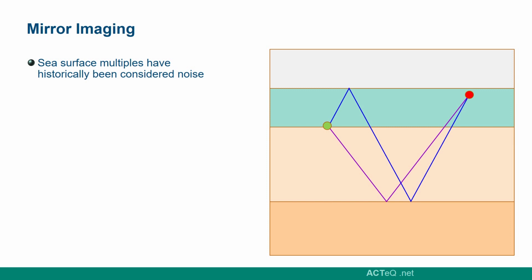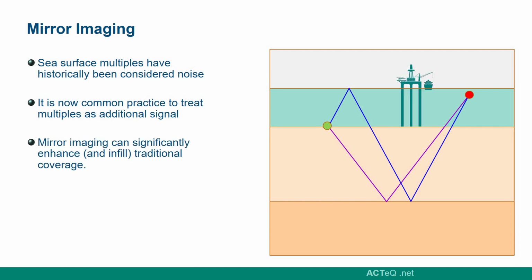Historically, sea surface multiples have been considered noise. But it's now common practice to treat multiples as additional signal. This additional signal samples a different point on the Earth's surface, so we can use mirror imaging to complement traditional coverage and significantly enhance and infill the traditional coverage.